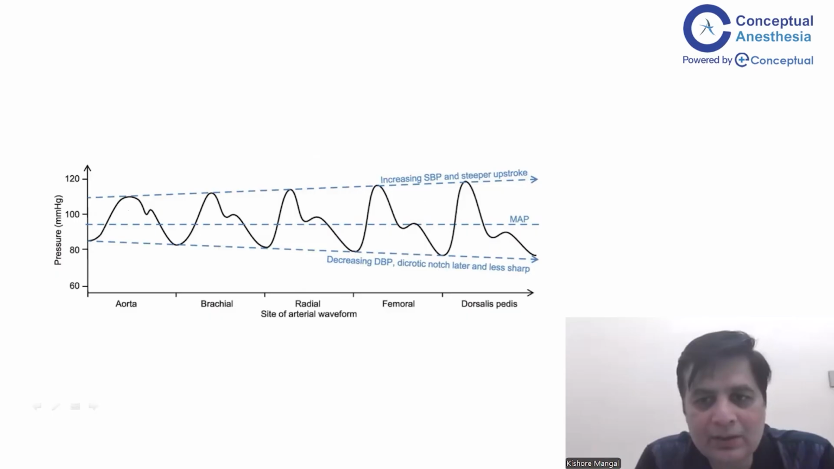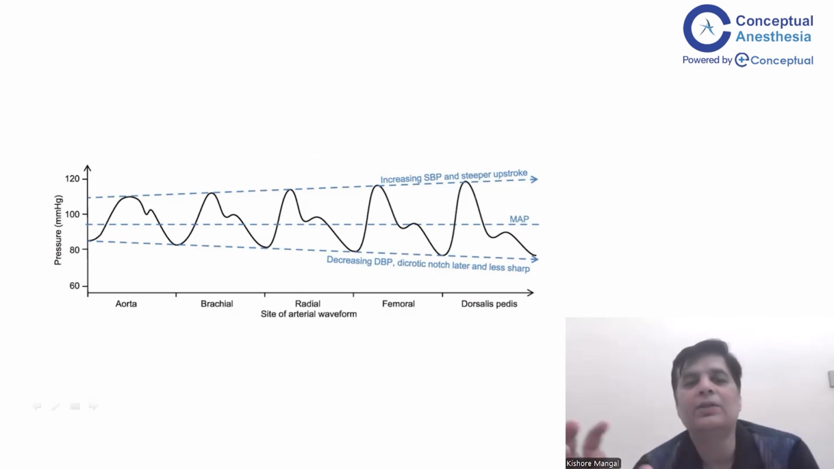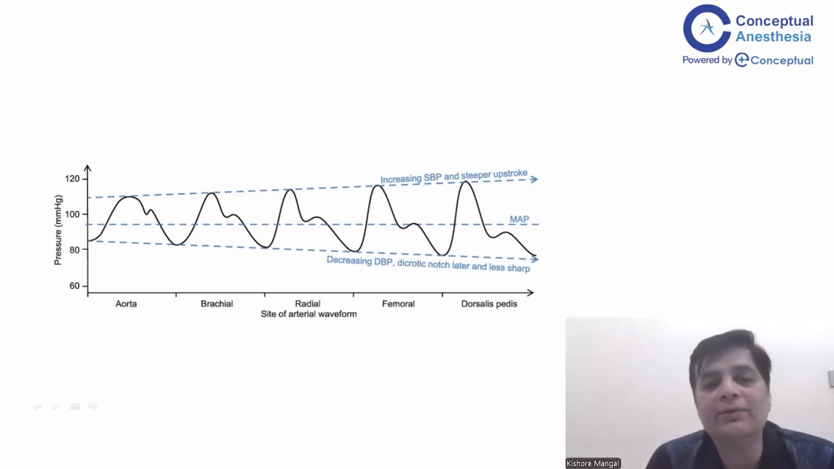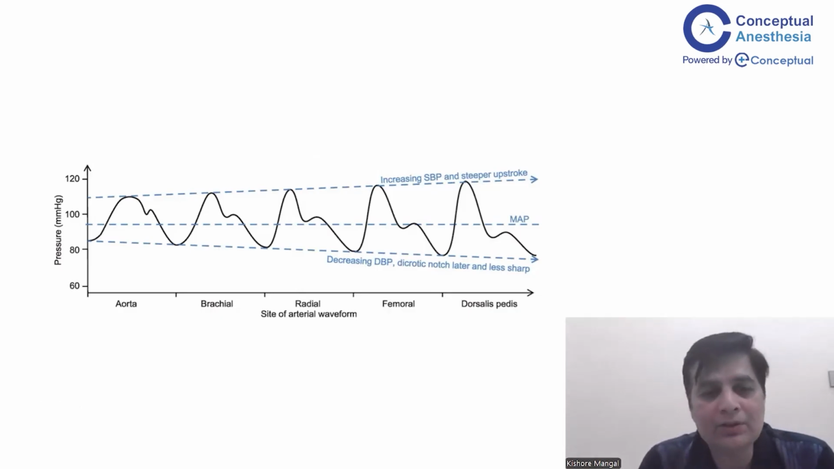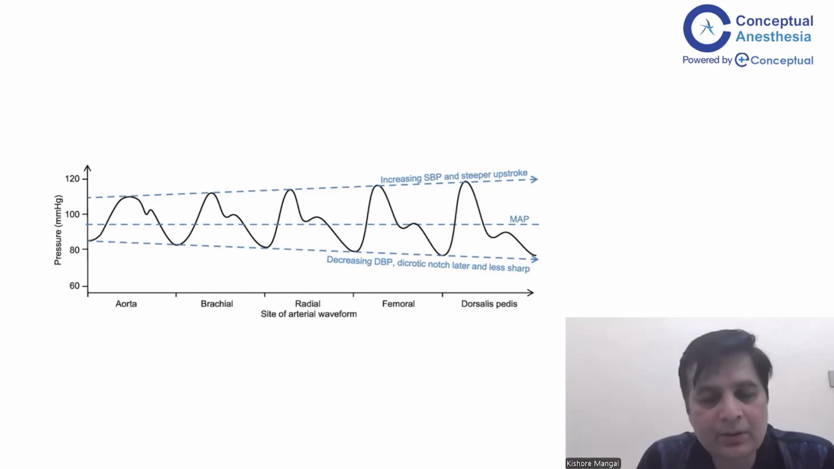And we see that as systolic blood pressure is increasing, the diastolic pressure is getting a little less, and the dicrotic notch is a little later and less sharp. Here we see the dicrotic notch is very nice. Here we won't see a very clear dicrotic notch. And that is why, in light of this, we have to evaluate what is happening in the patient's physiology.